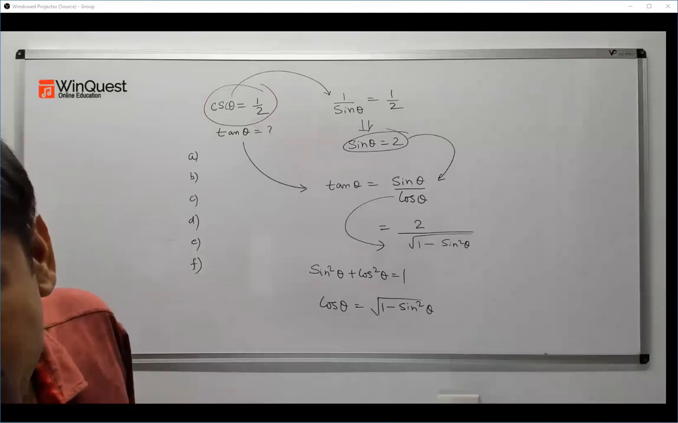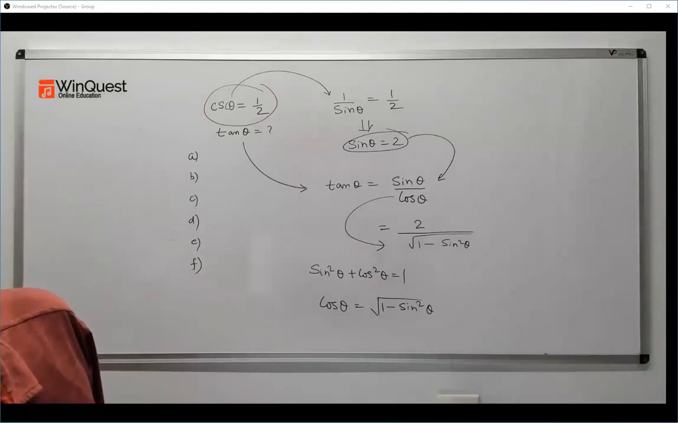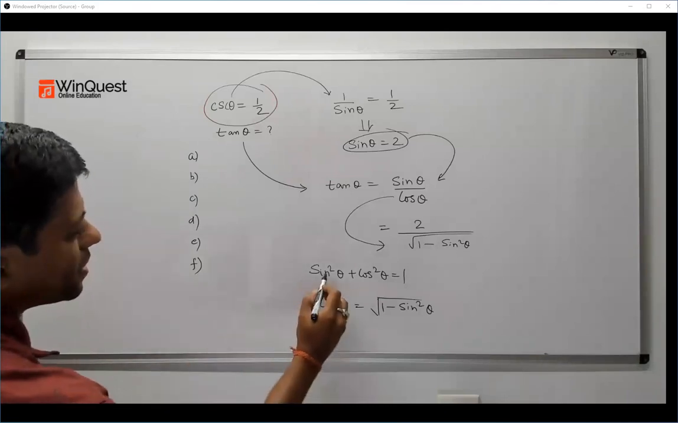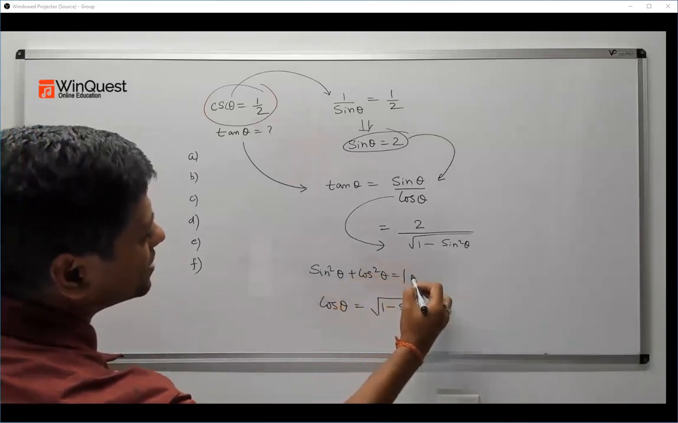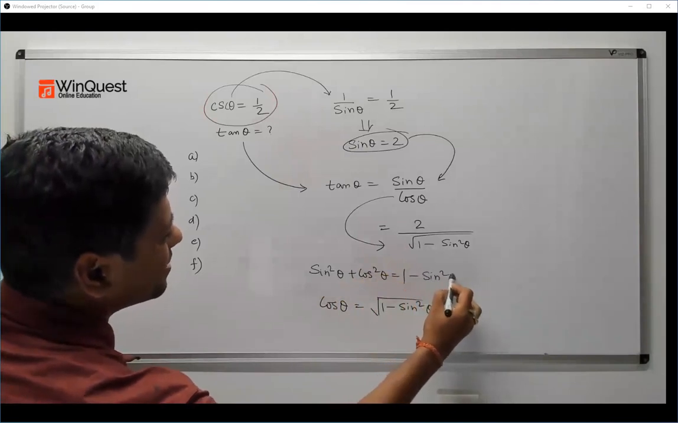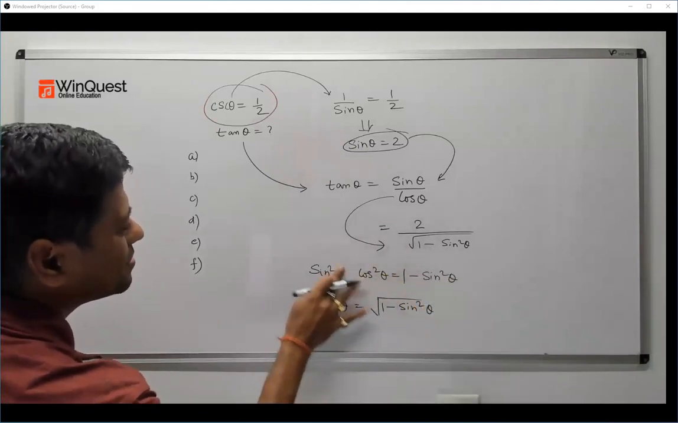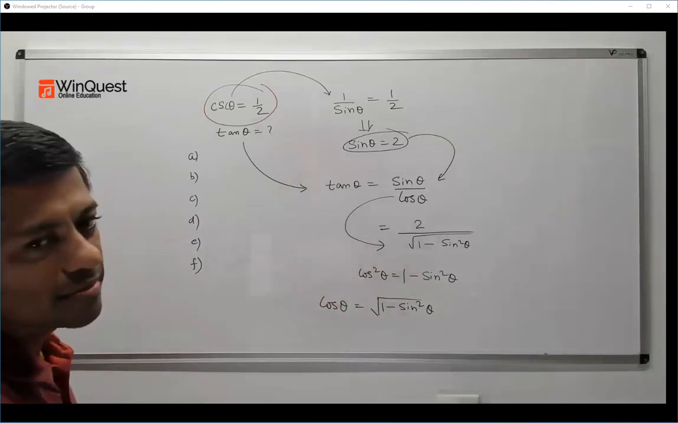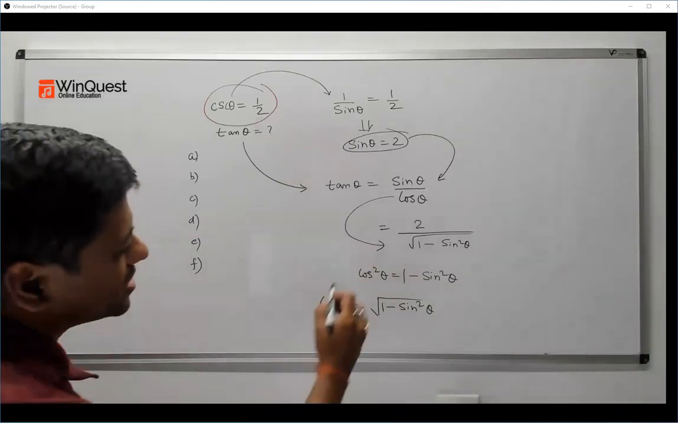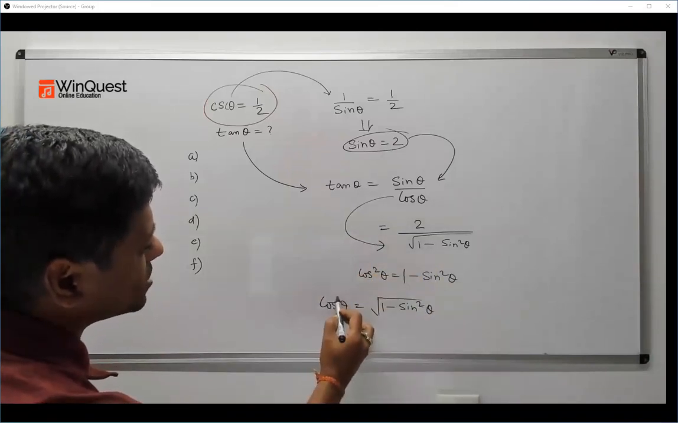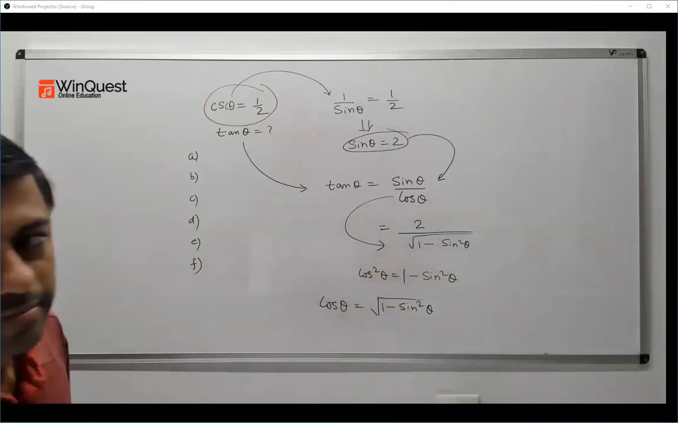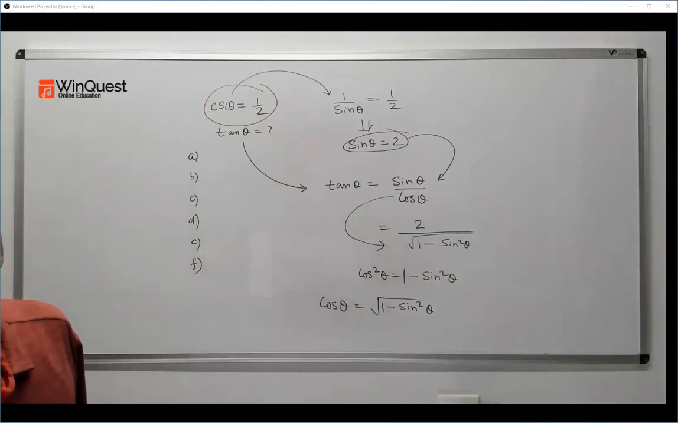Anybody who is not following? I'm following. Did you show how you got the root over 1 minus sine square? If you subtract sine square theta from both sides, you will get this, and this will be gone. Then take the square root on both sides, and the square is gone. Clear now?